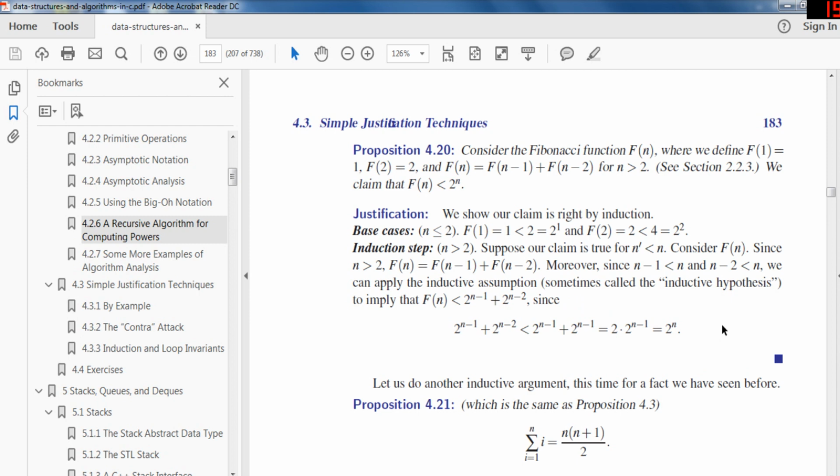They basically skipped over this. They're just stating that the next element is true, right? So they're trying to prove that the next element is true. So moreover, since n minus 1 is less than n, and n minus 2 is less than n, you can apply the inductive assumption to imply that f of n is less than 2 to the n minus 1 plus 2 to the n minus 2. Okay? Why? Because think about it.